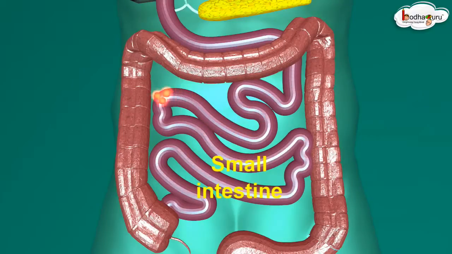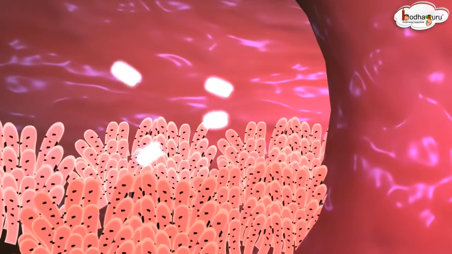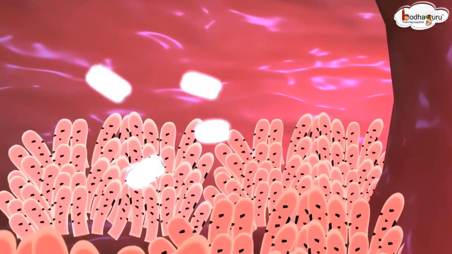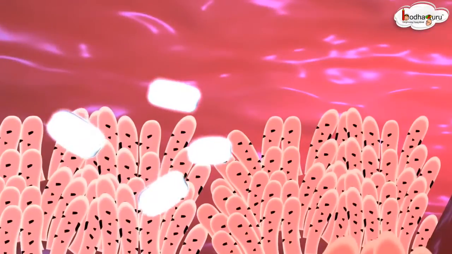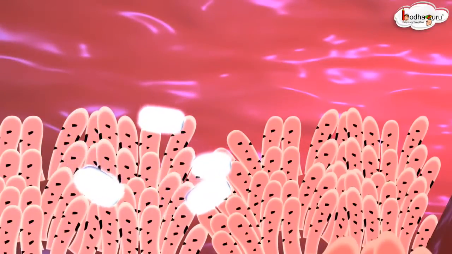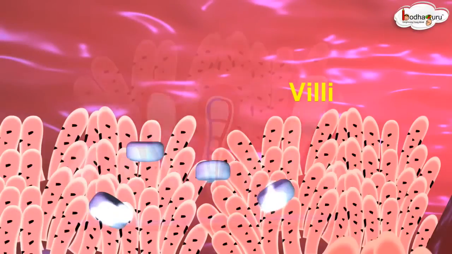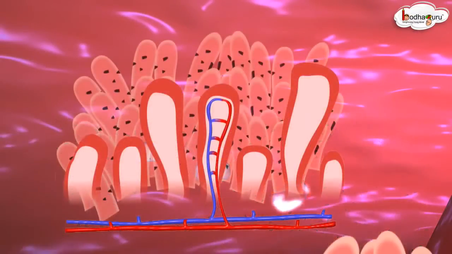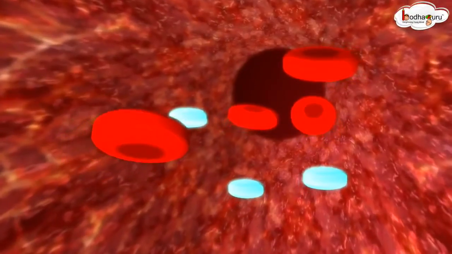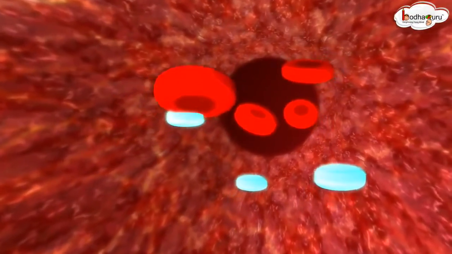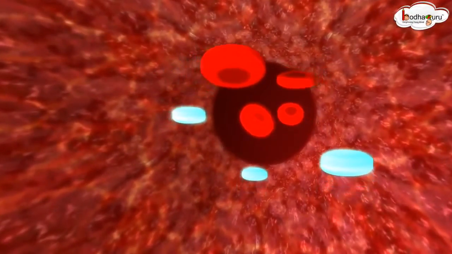The nutrients get absorbed by the small intestine walls, which are full of blood vessels. The inner wall of the small intestine has small finger-like projections called villi. Each villus has many blood vessels. So the villi absorb the liquid digested food and the food enters the blood vessels in the villi.